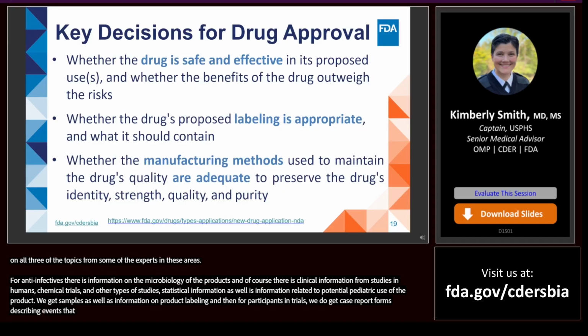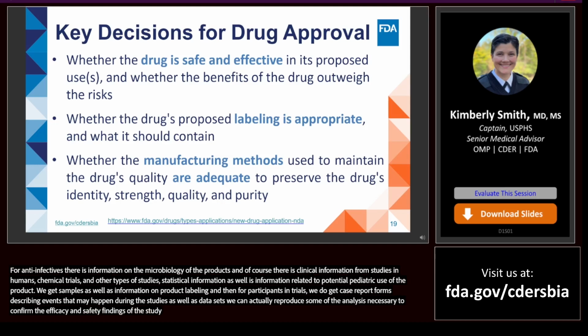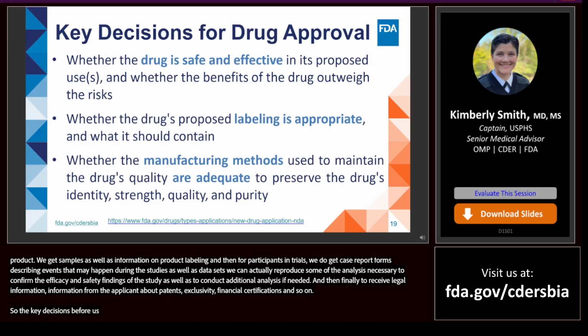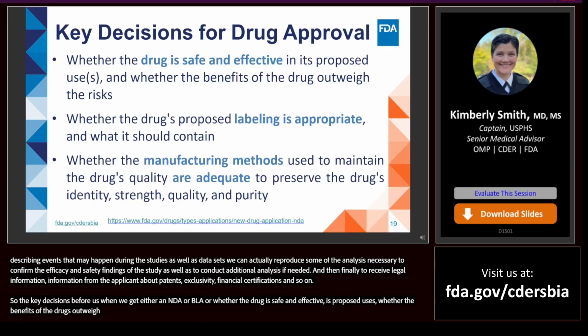So the key decisions before us when we get either an NDA or a BLA are whether the drug is safe and effective in its proposed uses, and whether the benefit of the drug outweighs the risks of the drug, whether the labeling is appropriate and what it should contain, so providers who read the label understand how to use the drug and who it would be beneficial in. And then finally, whether the manufacturing methods used to maintain the drug's quality are adequate and that the methods preserve the drug's identity, strength, quality, and purity. And so at the end of the day, if we find all of these to be true, we will approve a drug and it will be legally marketed at that point.